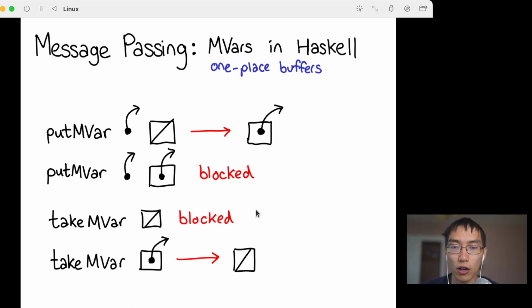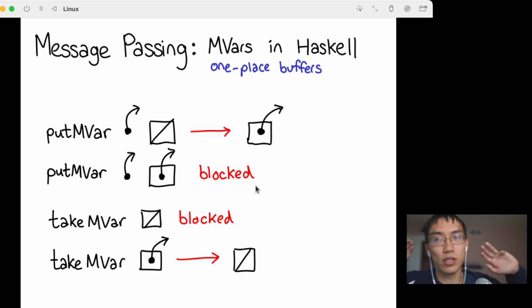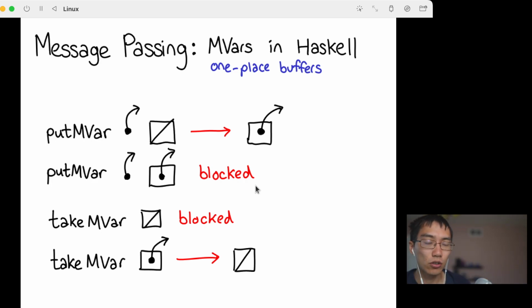Conversely, takeMVar when passed an empty MVar will block because there's no data to actually return in the situation. You just have to wait until someone gives you something. And similarly, if there is actually data in the MVar at this point in time, we just immediately return that, clearing out the MVar in this case.